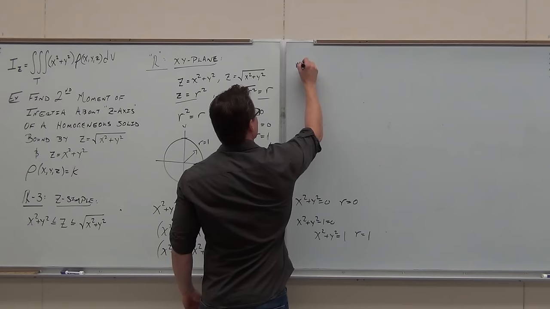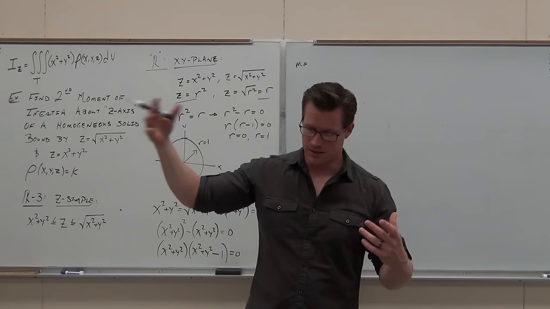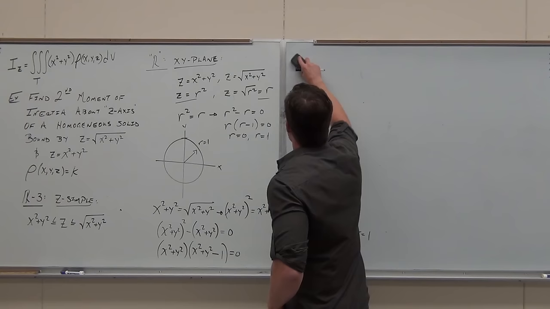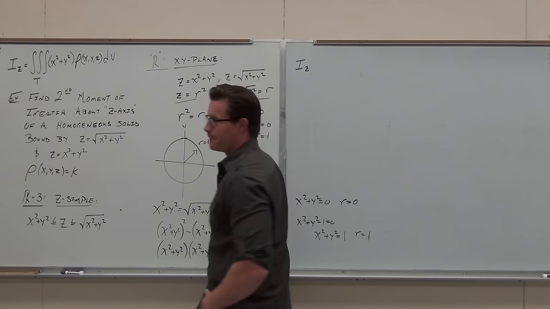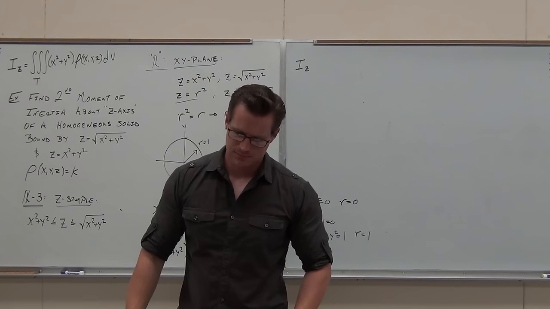I want mass. Set up the mass. I have these functions bound by z's. I've got my r between 0 and 1. I've got my theta, it's a full circle. So I want to see my setup. Oh, I'm sorry, I'm not looking for mass, am I? I want that. Please give me that correctly. The rest of it's going to be so nice, but I need your setup to be flawless.